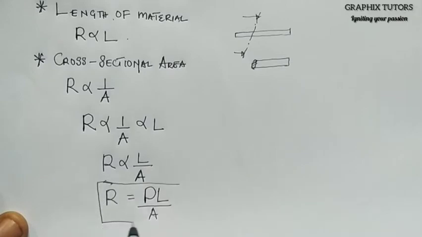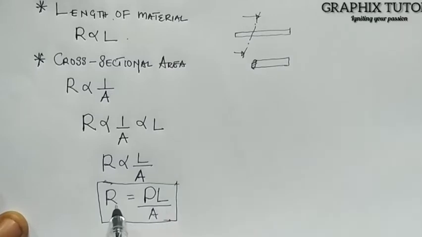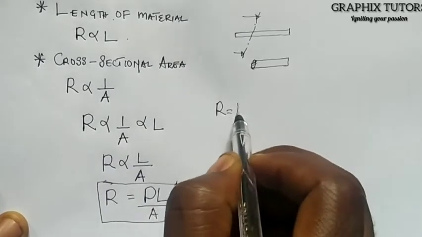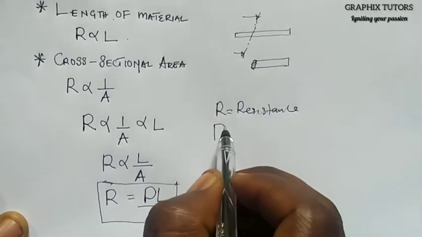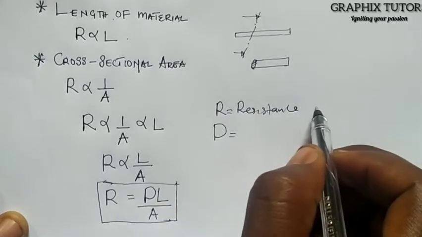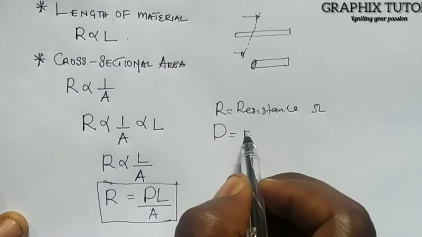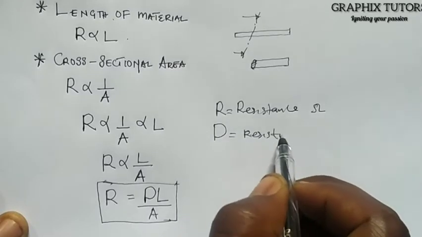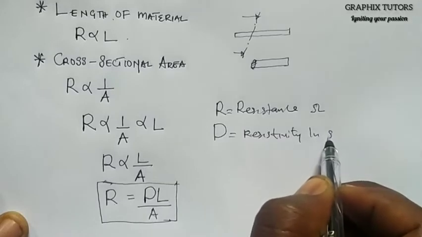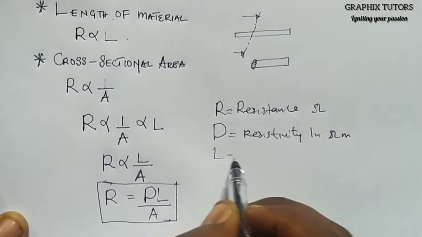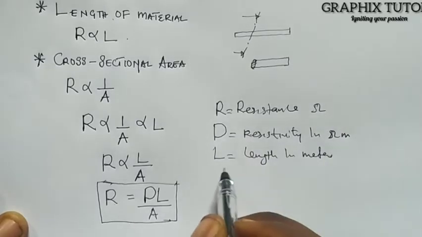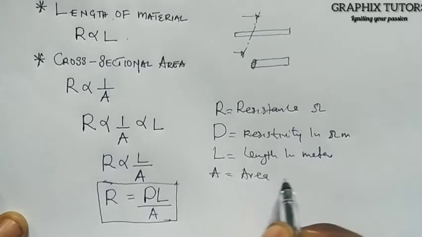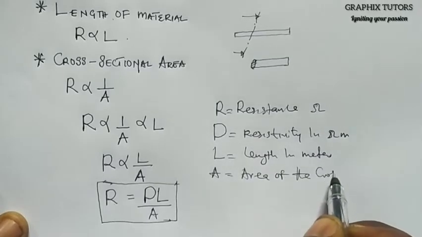The formula for calculating what? The resistance, right? Where R is giving us the resistance, which is called the resistance in ohms. This is called the resistivity, in ohm meter. Then this is the length in meter, and this is the area of the cross-section.